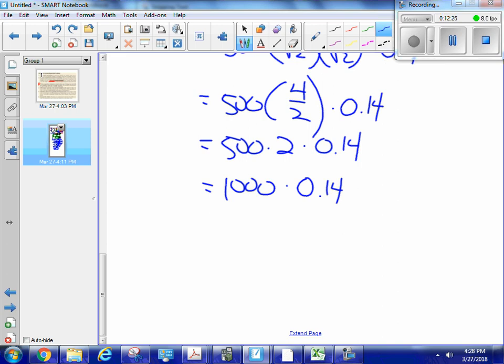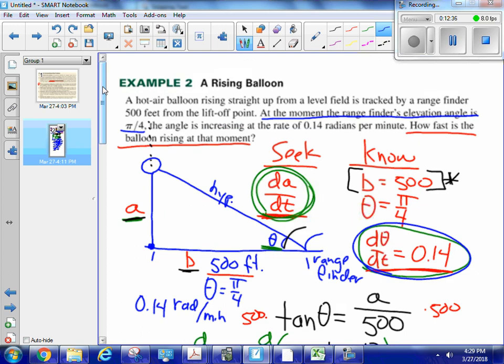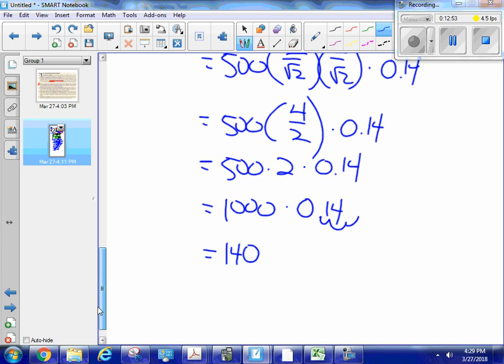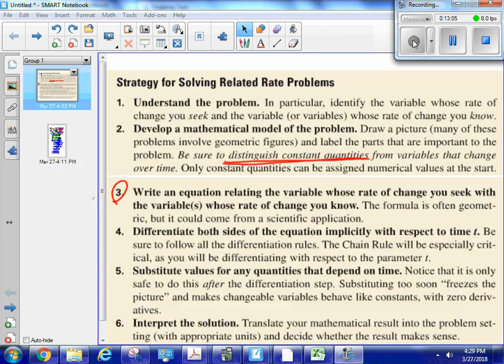And when I do that times a decimal, I just need to move the decimal over 3 times. So my answer is 140. That's my numerical answer. But I have to look and see, what was the problem asking me for again? I want to know, how fast is the balloon rising? And it's being measured in feet per minute. So that's when I'm not doing feet per second, I'm doing feet per minute. So it's rising at 140 feet per minute. And that is the answer to the question.